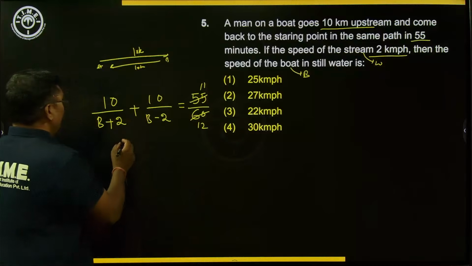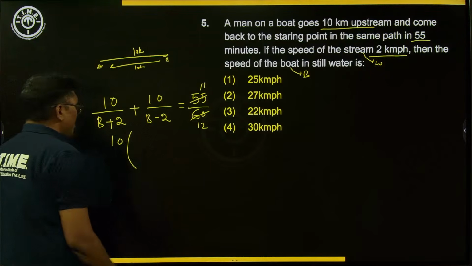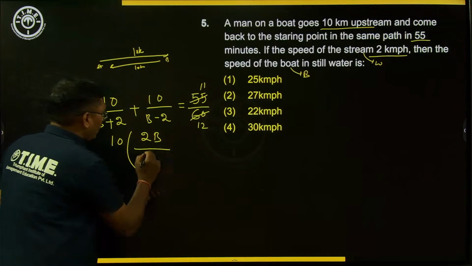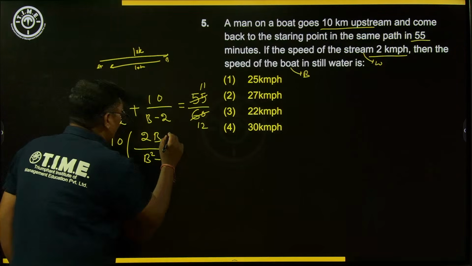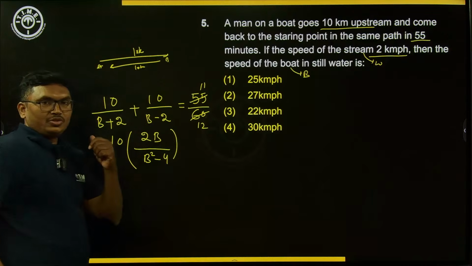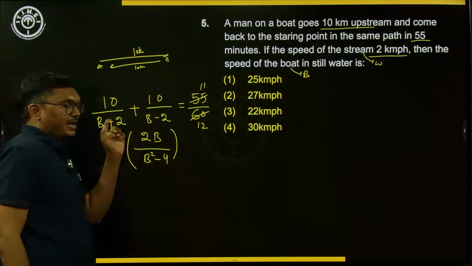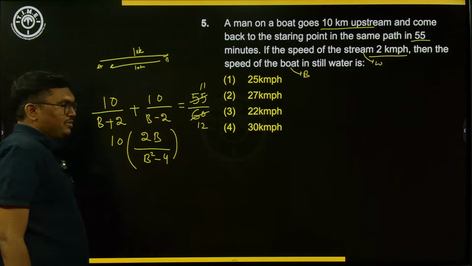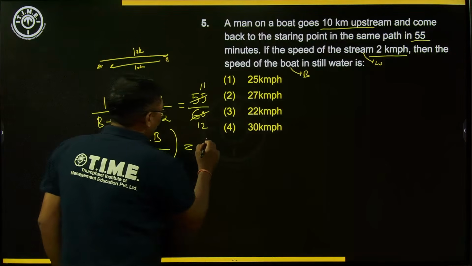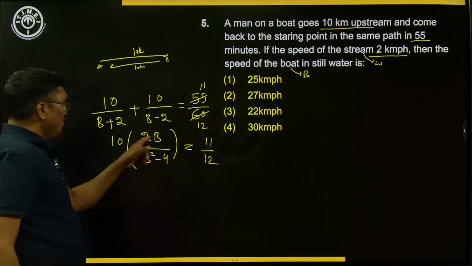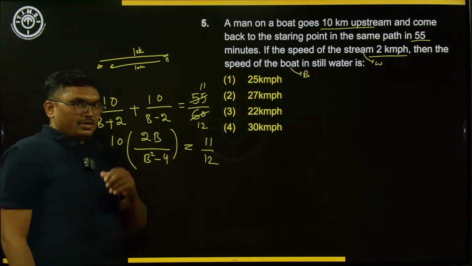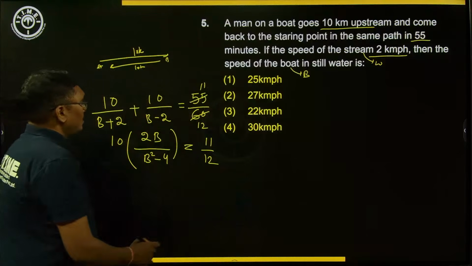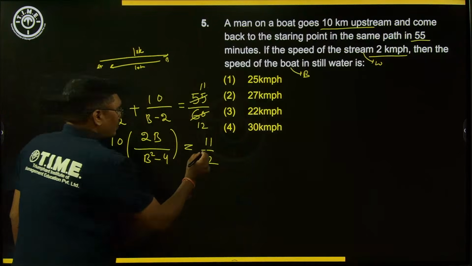If you simplify this, take 10 common, so b minus 2, b plus 2, giving 2b by b square minus 4. That is (b plus 2) into (b minus 2), which is a plus b into a minus b, a square minus b square, so b square minus 4. This is equal to 11 by 12. If you cross multiply, you will get a quadratic equation, so you have to solve the quadratic equation. Instead of that, if you observe, if you simplify this, we get 11 by 12.